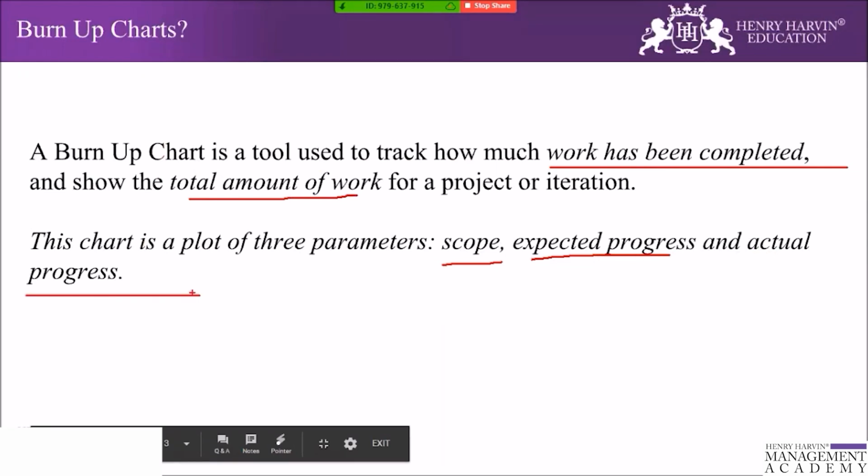So what is the new thing that has been added into the burn up chart? One thing is the scope, because scope tells us how much work the team has taken at a particular interval of time. So it tracks the progress toward the project completion. In the simplest form, a burn up chart has two lines, a total work line and a work completed line. A burn up chart clearly shows both completed work and the project scope. The project will be completed when the lines meet.